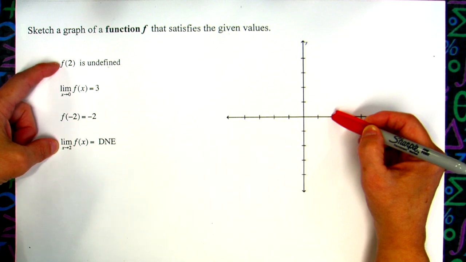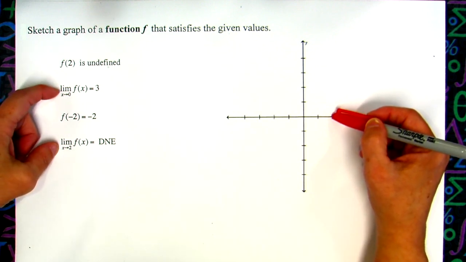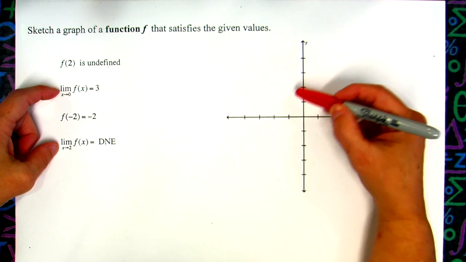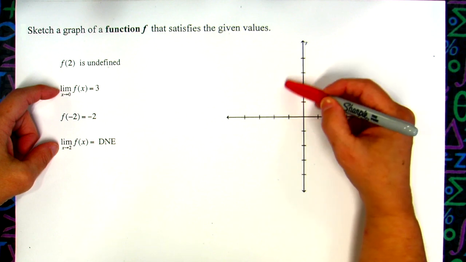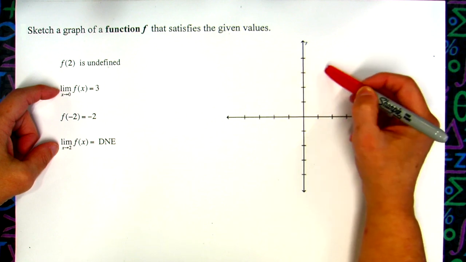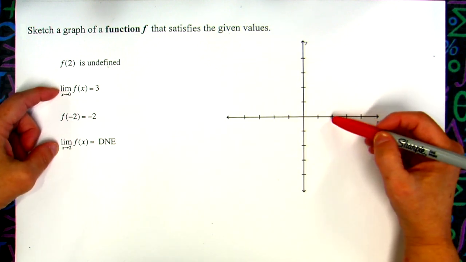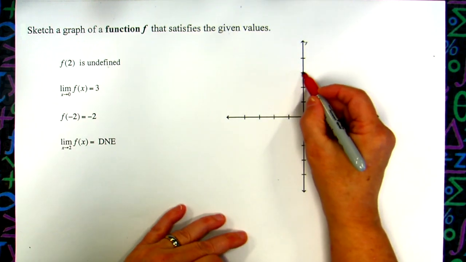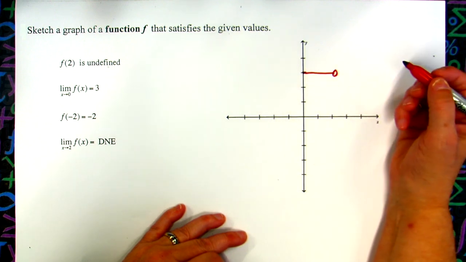If I also look at this one before I start drawing, the limit as x approaches 0 equals 3. So here's 0, I'm approaching 0. So that means if I need my limit here to be 3 all the way up here, then I've got to have some type of line or something going from both sides equaling there. So I'm going to draw a straight line over here, over to 2. I need 2, though, to be undefined.